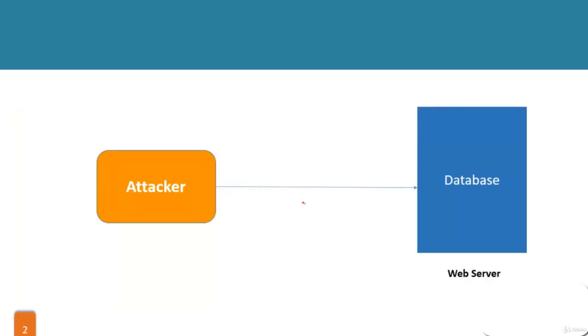So this is the scenario. We have an attacker and we have a database, and the database is obviously inside a web server. So the web server contains the database, alright? So if you want to attack a website, you are at the front end of the website and you need to enter some queries so that you can connect with the backend, which is the database. These queries are called SQL queries. SQL is called structured query language, and this language is used to communicate from the front end to the backend.